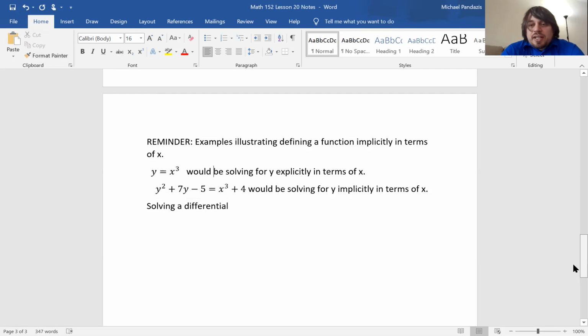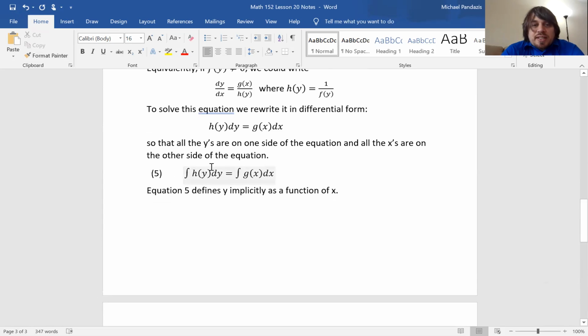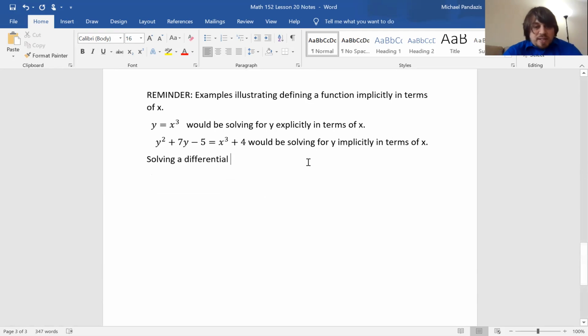So here, equation 5 defines y implicitly as a function of x, because you're not saying y equals something. You're saying y is a solution, solves this equation, where it involves integrals. Given this equation, if you can find y from it, you would be finding y explicitly. If you don't find y specifically, but you know it's a solution of this equation, you've solved for y implicitly.